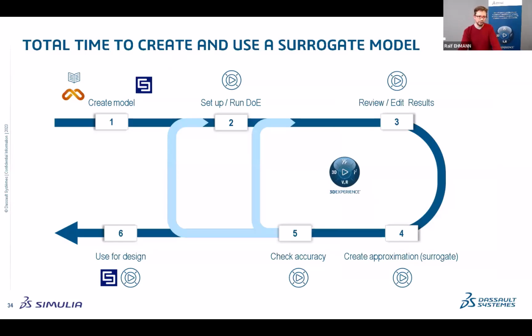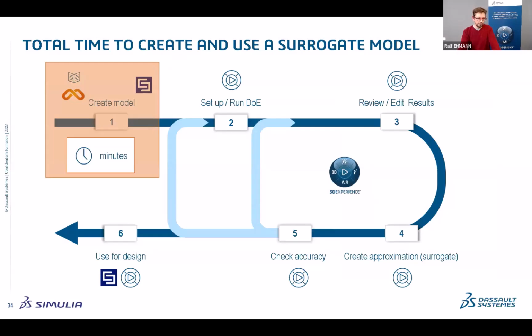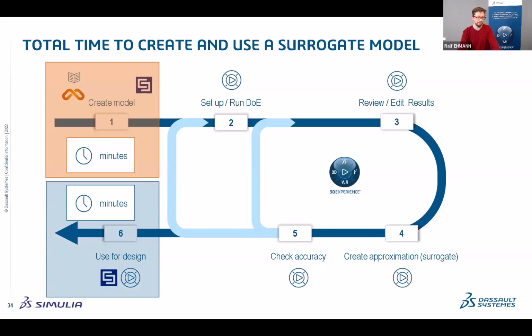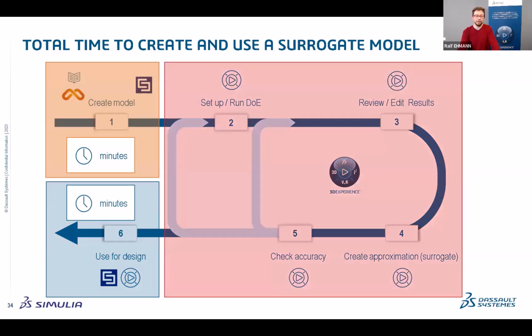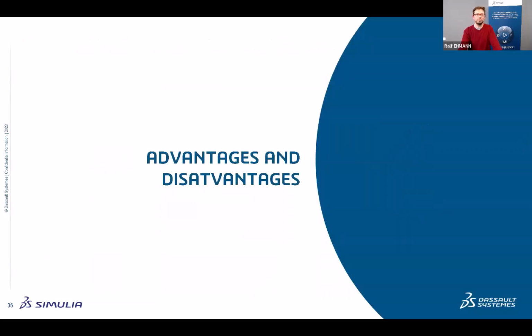However, there's one thing I haven't mentioned yet, and that's the actual time for the whole setup. Creating a model using Magus and then exporting to CST takes mere minutes. I've shown in the previous slide that using the circuit model for design also takes a few minutes. However, the setup time, the review of the data, checking the accuracy and going through the process until you've got an accurate approximation can take hours, even days. So the question is, is this really worth it? And for that, we look at the advantages and disadvantages.